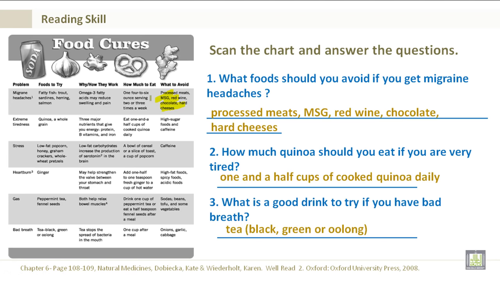What is a good drink to try if you have bad breath? Well, let's look at bad breath. Foods to try: black tea or green or oolong tea.